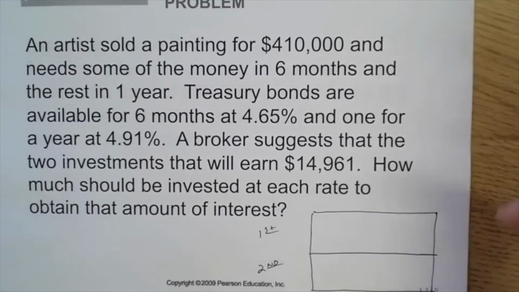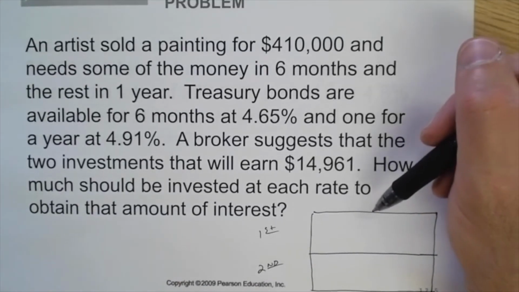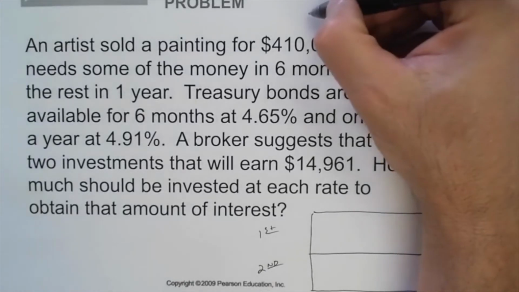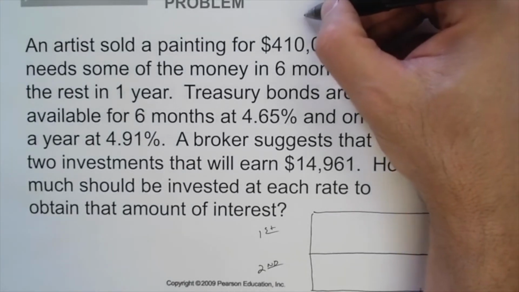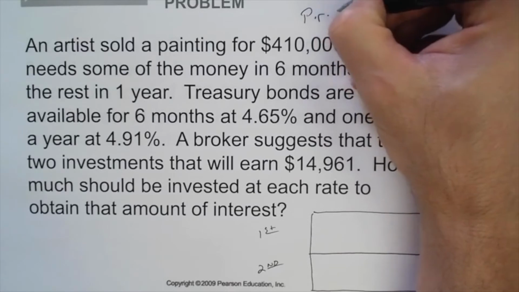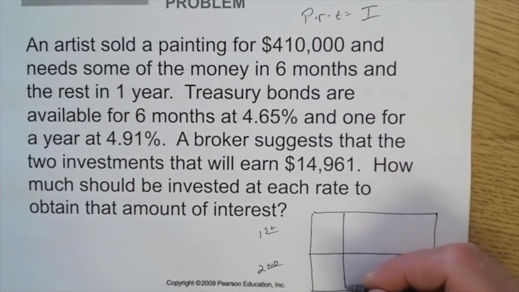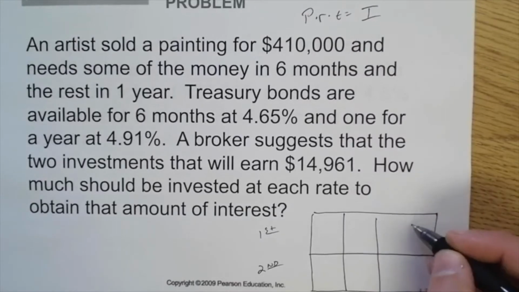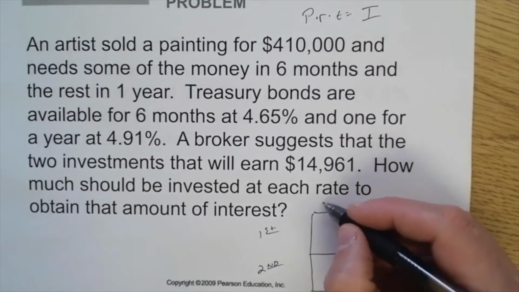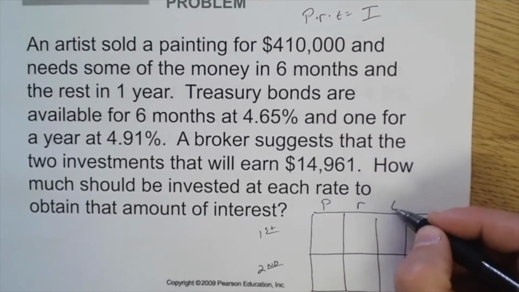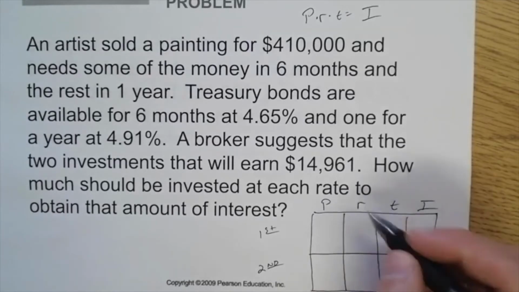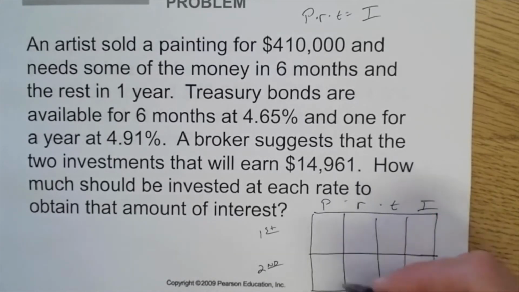In this case, we're dealing with interest, and so we're doing simple interest. So the principal times the rate times time is equal to simple interest. So we're going to have 4 columns: principal, rate, time, and interest. And we need to fill in the first 3 columns, and the last column, interest, is just multiplying those first 3 together.